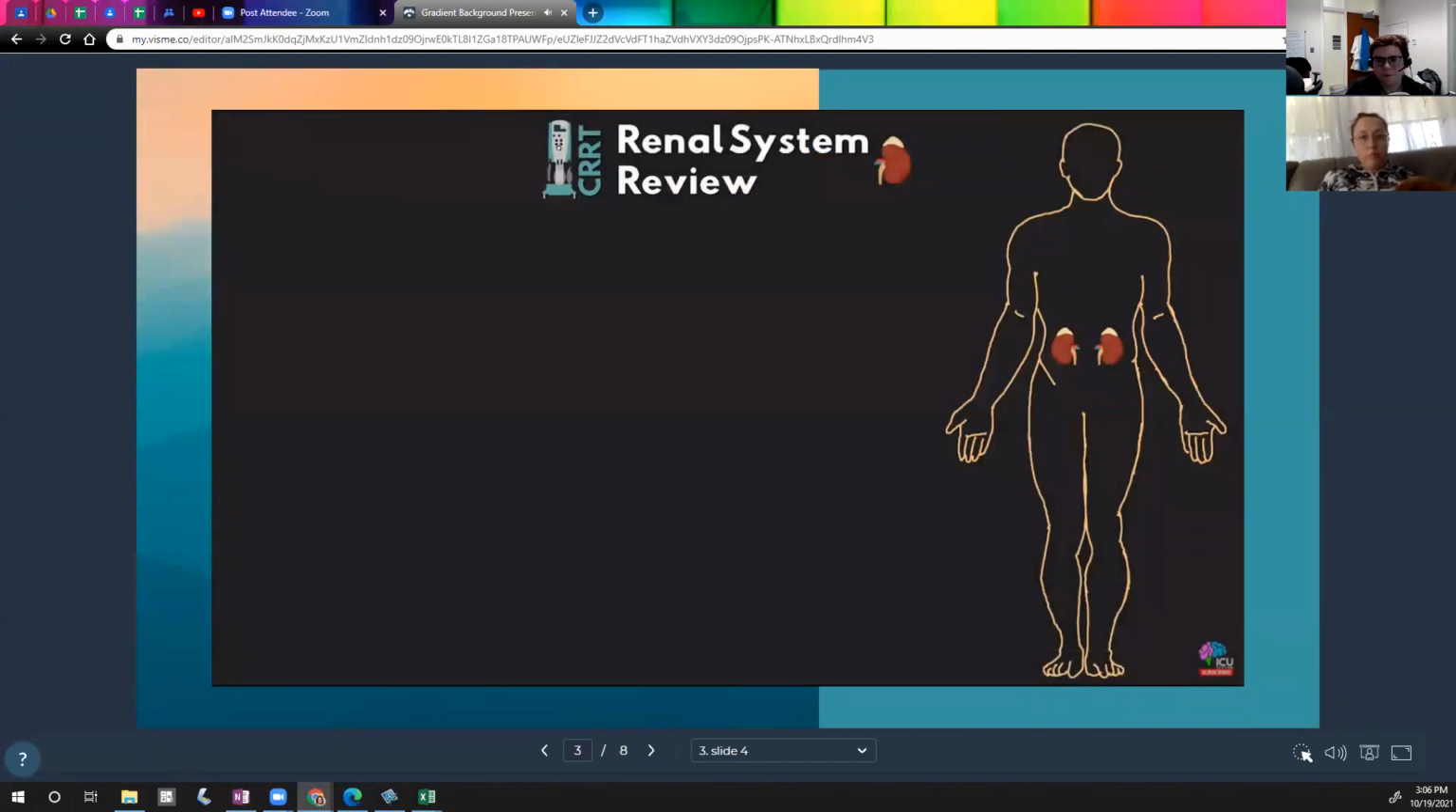Now, as we know, the organ of the renal system is the kidney, which we have two of. They sit in our retroperitoneal cavity on each side of the spine between the 12th thoracic and 3rd lumbar vertebrae. And just interesting to note, the right kidney is actually lower than the left due to the placement of the liver.